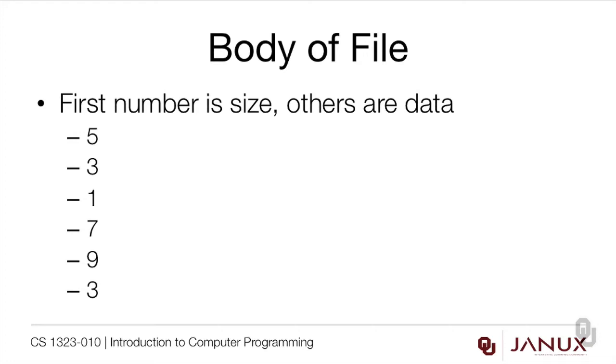So here's what the body of the file will look like. Now remember that first 5 is the size. The others are the data in the file. So 5 tells us that there are 5 data elements, and then the data elements are 3, 1, 7, 9, and 3.